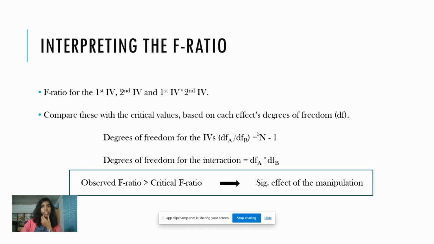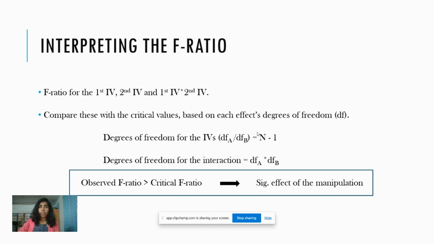Okay, before that, I'll just tell you how the F ratio or the F statistics, which comes as the final output, even in SPSS, or if you manually calculate it also, you'd get an F ratio. So how do you interpret that F ratio? You will get an F ratio for the first independent variable, the second independent variable, and also the interaction effect between the first and the second.